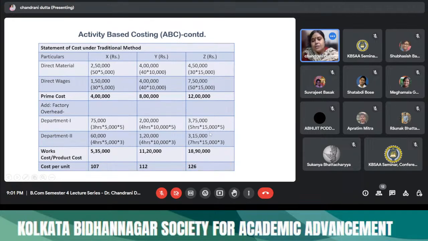40000 hours into 5, so 75000 hours into 5. Okay, for department 2 the recovery rate was 3, so 20000 into 3, 40000 into 3, 1,05,000 into 3, করে আমার প্রোডাক্ট কস্টটা বেরিয়ে গেল। And since I know units manufactured, I will be calculating cost per unit. So cost per unit যদি 107, 112 and 126, so this is as per the traditional part.